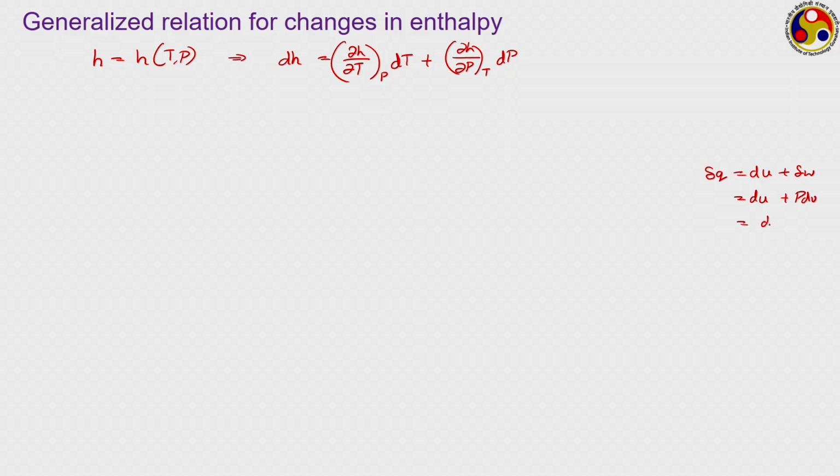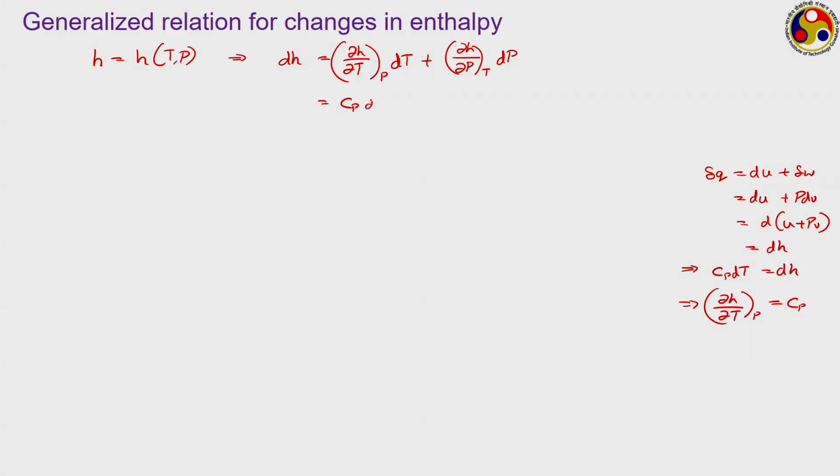When pressure is constant, we can write dH equal to dU plus d(PV), that is d of H. So, for a constant pressure process, δQ can be represented as Cp dT equal to dH. That means ∂H/∂T at constant pressure can be defined as the specific heat at constant pressure. So, we write dH equal to Cp dT plus (∂H/∂P) at T dP.